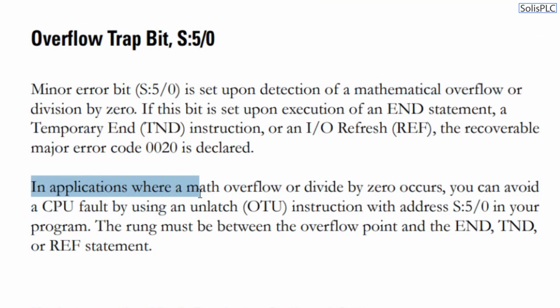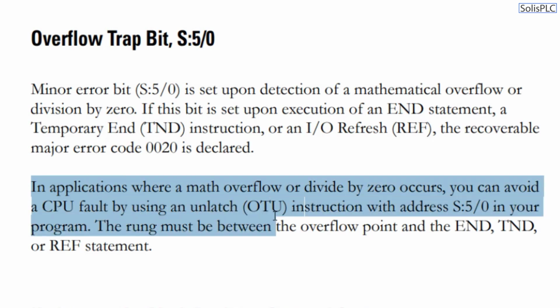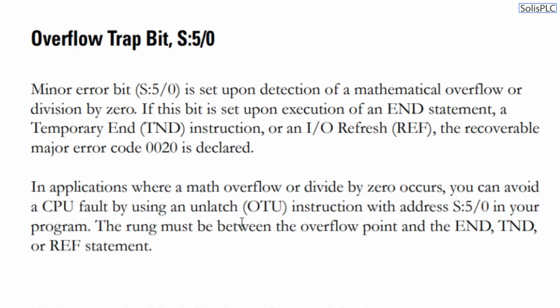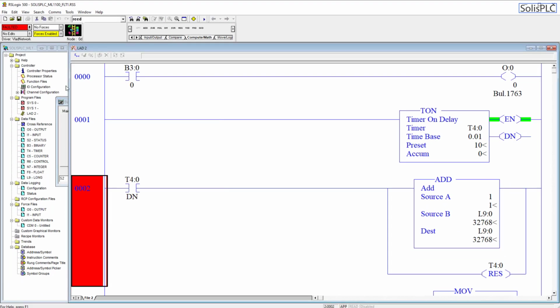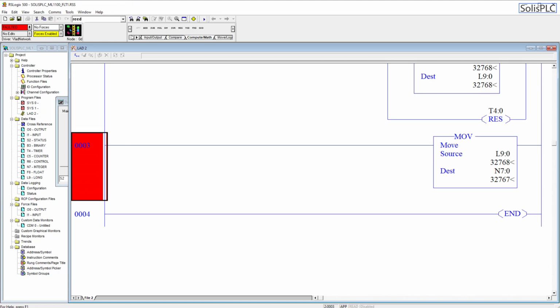And it says, in applications where a math overflow or divide by zero occurs, you can avoid a CPU fault by using an unlatch instruction with address S5:0 in your program. The rung must be between the overflow point and the end or the REF statement. So this is a very, very interesting comment, because what we can do here to solve this issue, in order to not fault out the PLC as they indicate in that section, is we can add a, let's see here, I'm just going to go back into my rung.